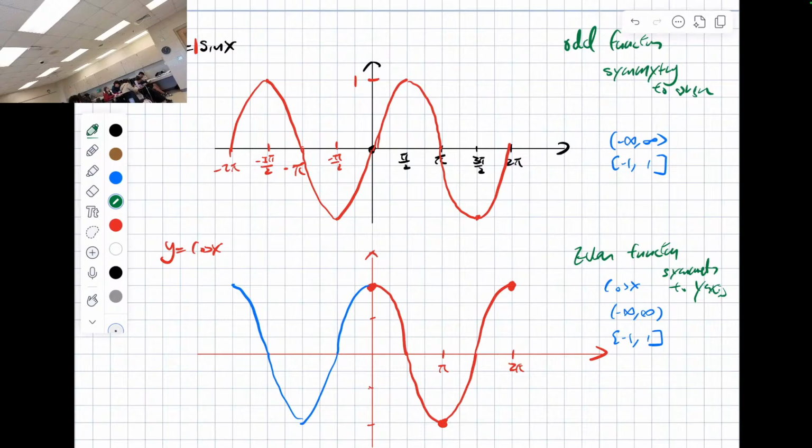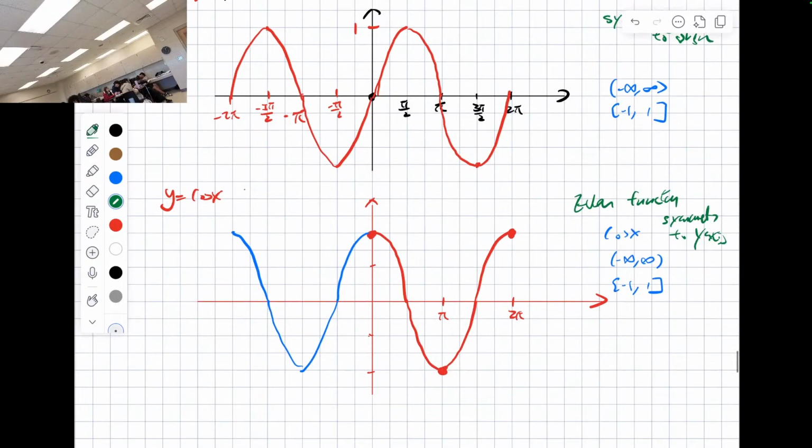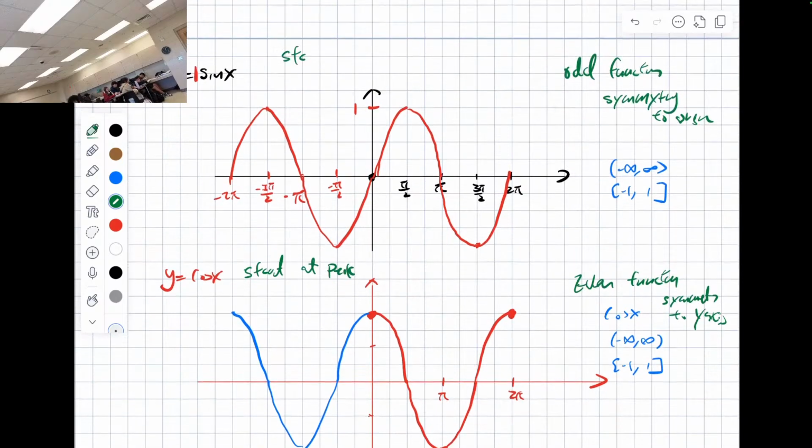Cosine starts at peak. Sine starts at midline. Very, very important that you know this, so write it down. If you don't have it, remember: sine starts at midline, cosine starts at peak.